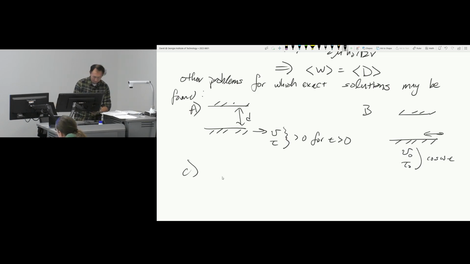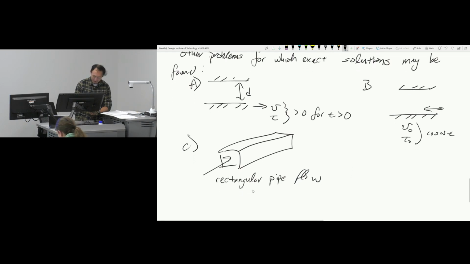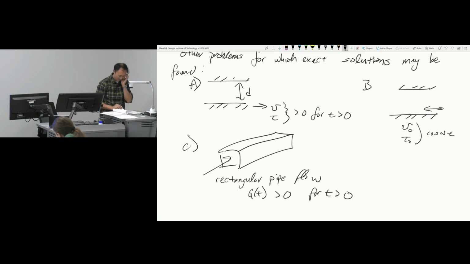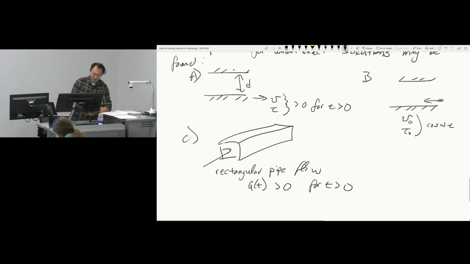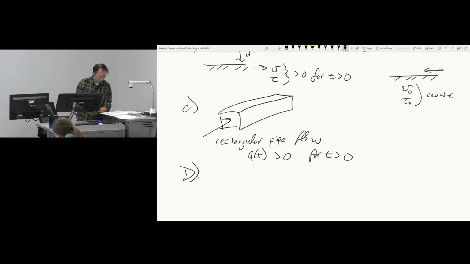You could have flow through, we showed the solution for a circular channel, but you could have what's called rectangular pipe flow. And with this method that I'm going to use, G of t, remember, was the pressure as a function of time. You can show that you can use these methods to get solutions for these. What we're going to do next is the following problem with a cylindrical geometry.